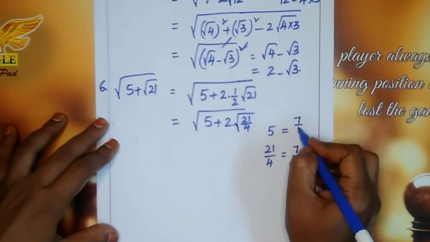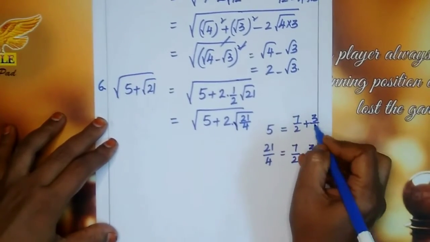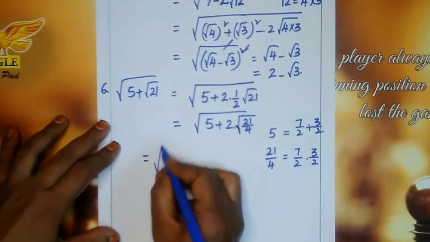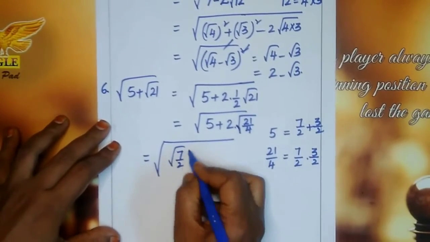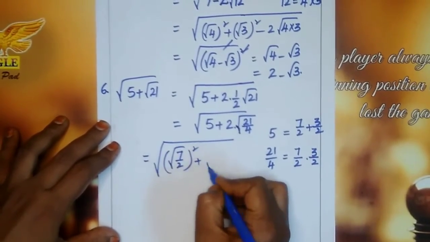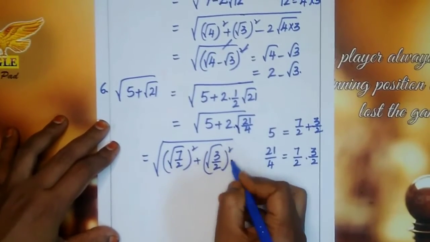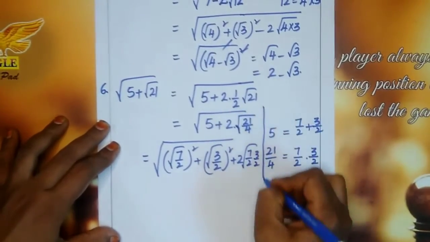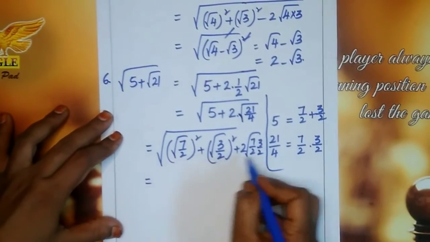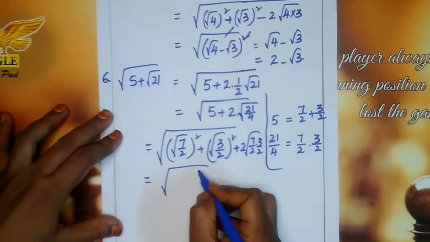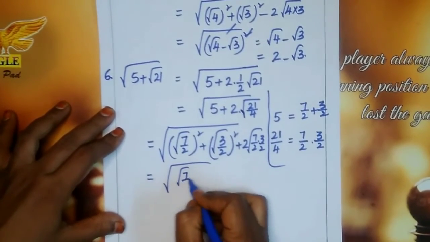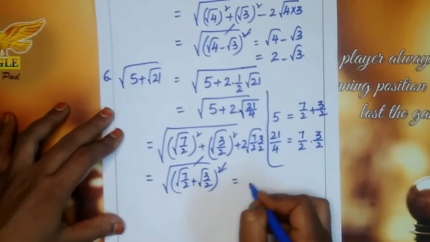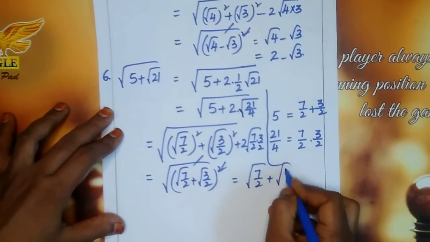The same numbers I am going to add. So 7 by 2 plus 3 by 2. 7 plus 3, 10 by 2. 10 by 2 is nothing but 5. So what I have to do now is root 7 by 2 whole square plus root 3 by 2 whole square plus 2 into root 7 by 2 into 3 by 2. So you got a square plus b square plus 2ab form. That means square root of a plus b whole square. So square root gets cancelled. You got root 7 by 2 plus root 3 by 2.